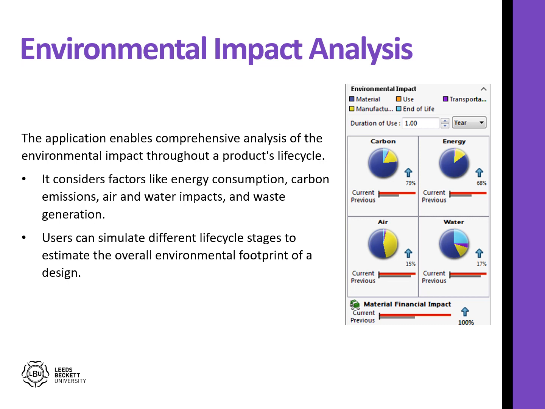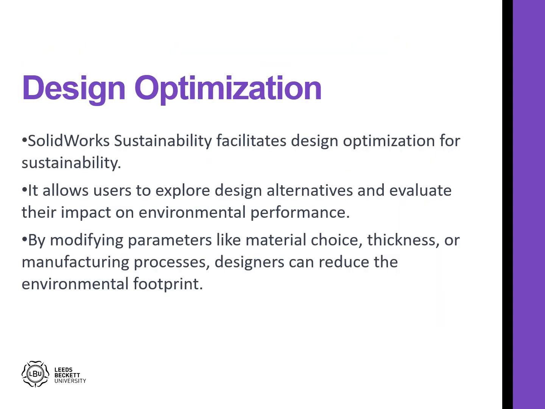So what does it look like? There's a screen capture there of what it brings up. Basically, the application enables comprehensive analysis of the environmental impacts through a product's life cycle. It considers factors like energy consumption, carbon emissions, air and water impacts, and waste generation. Users can simulate different life cycle stages to estimate the overall environmental footprint of a design. So we can go through this process using multiple material selections and see what best suits sustainability, the environment, and the company.